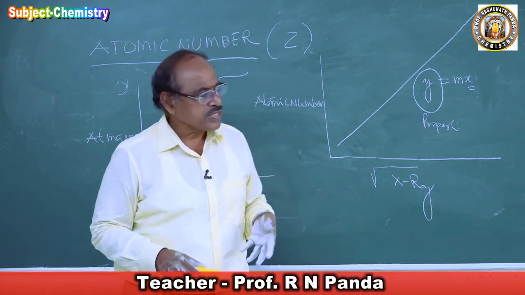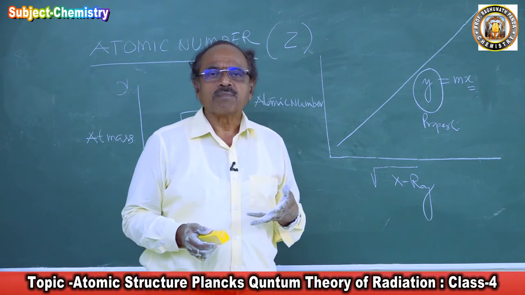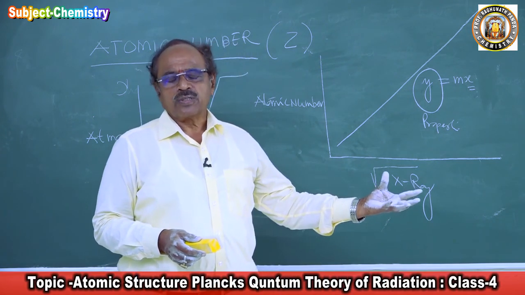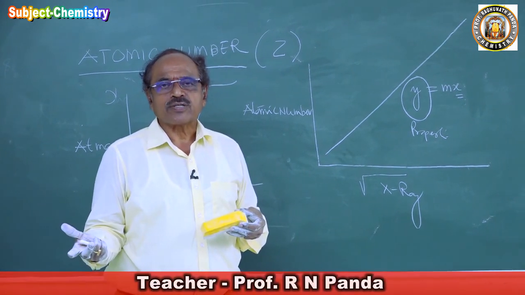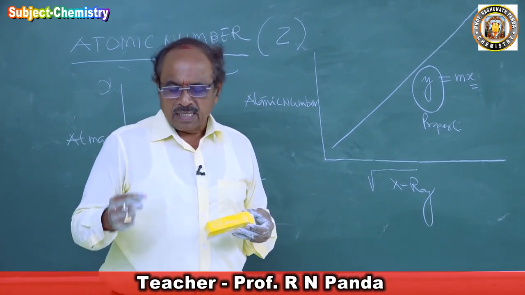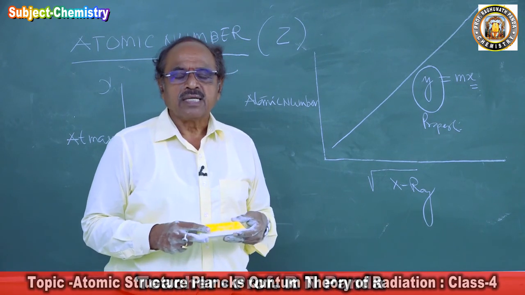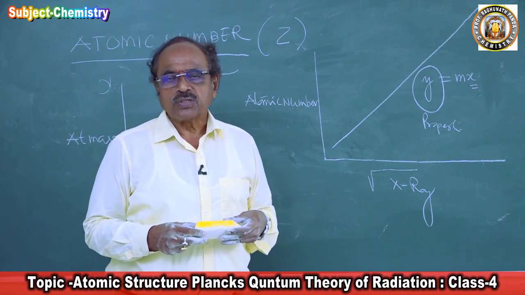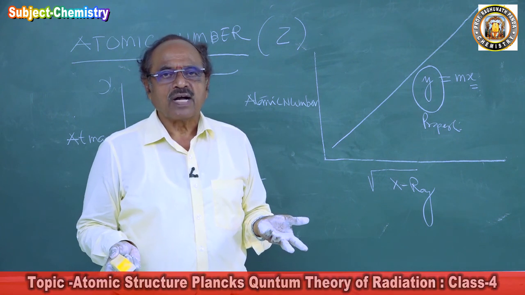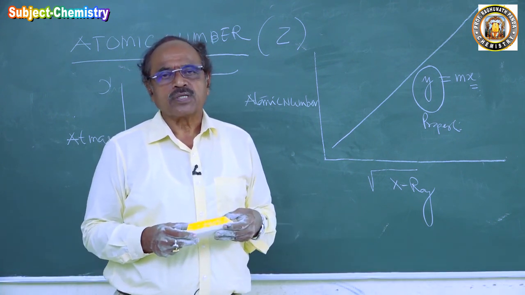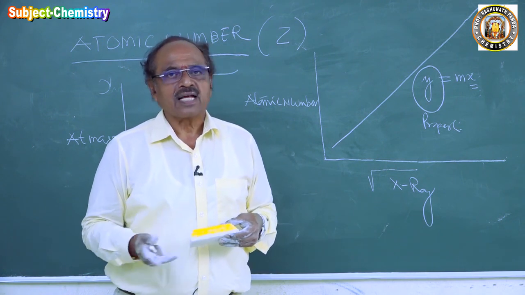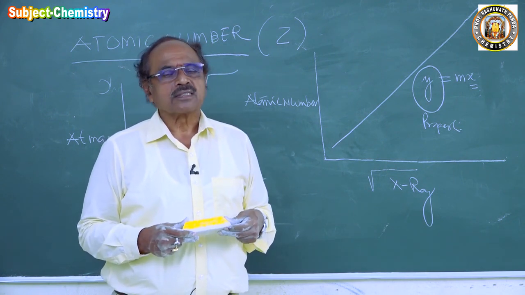Now, using this concept of atomic number, the theory of electromagnetic radiation, and Planck's quantum theory of electromagnetic radiation, we will propose a revised theory proposed by Bohr, the Bohr model of the atom, which he proposed in 1913 based on Planck's quantum theory. So next class, I will talk to you about the Bohr model of the atom.